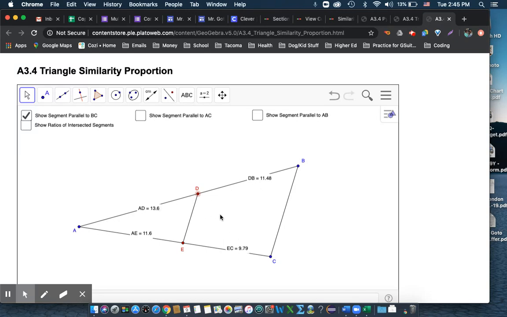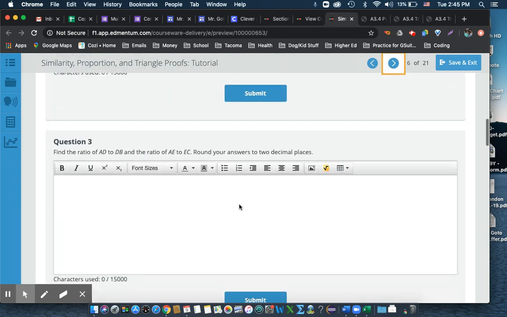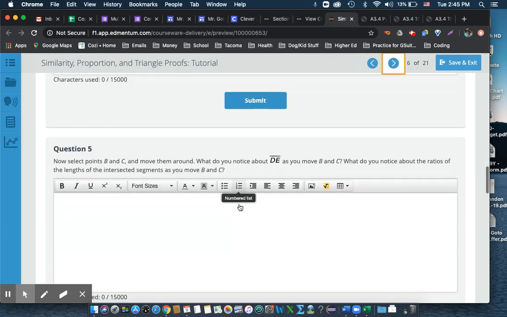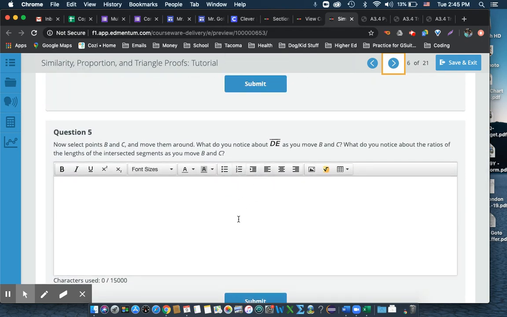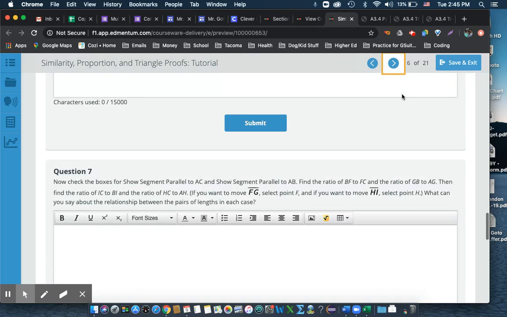That's a left over a right. If I was doing a top over a bottom, that would be 13.6 over 11.6 equals 11.8 over 9.79. So as you go through this, there'll be some questions to answer. It's not too crazy, but just know they're going to ask you to find some distance lengths and stuff like that and ask you to compare the values.